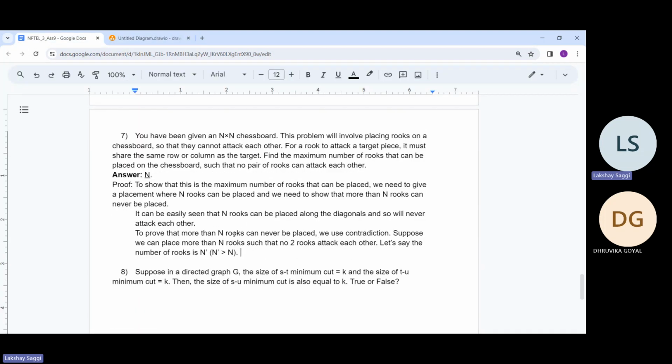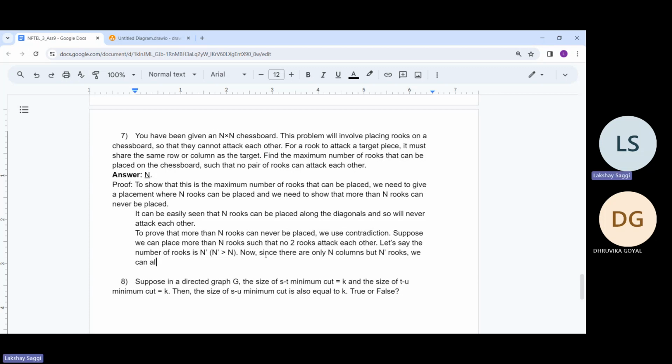So we arrive at a contradiction. Initially we assumed that more than n rooks can be placed such that no rooks attack each other, but now we have shown this is a contradiction. Let's complete the argument. Let's say the number of rooks is n prime, where n prime is greater than n. Since there are only n columns but n prime rooks, we can always say that there will exist a column in which at least two rooks lie.